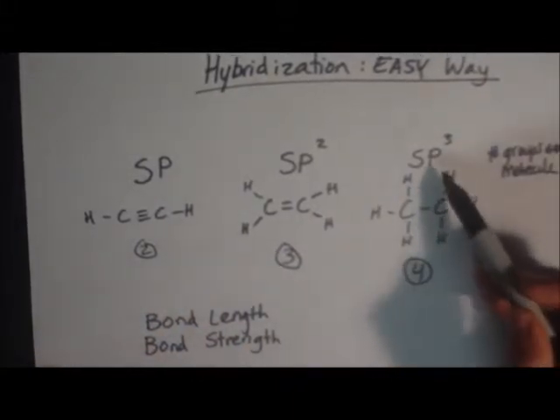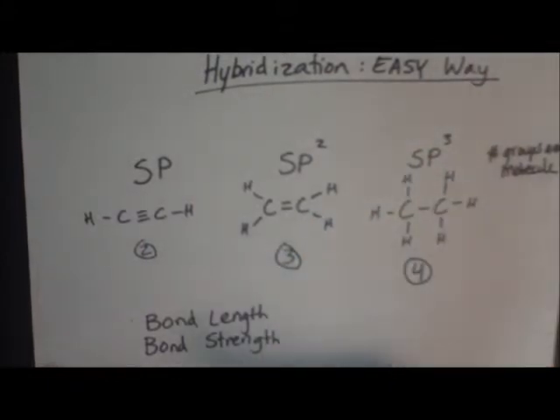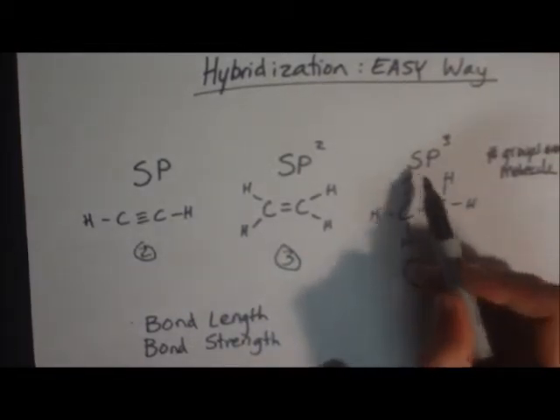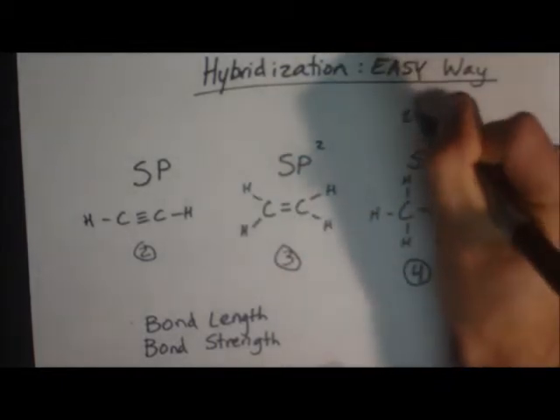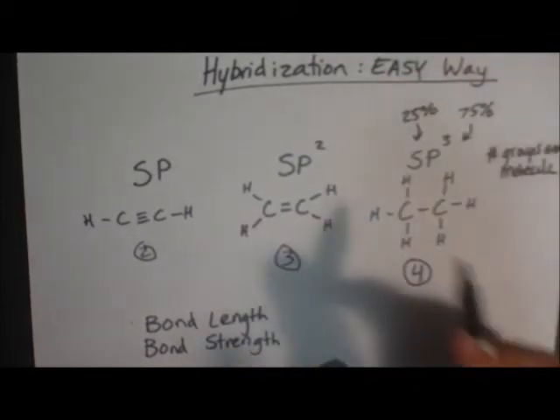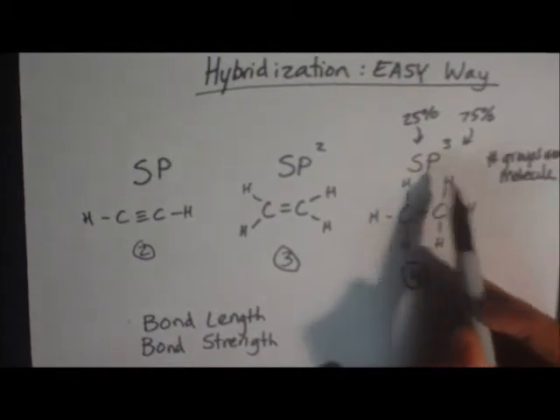So, with that said, which of these has longer bond lengths? Let's do bond length first. Well, let's start with this one. How do you figure out percent s character? Here, you're going to have 1 s and 3 p's. So this is going to be 25% s character, 75% p character. You have 4 parts. 1 part is going to be s, 3 parts are going to be p.